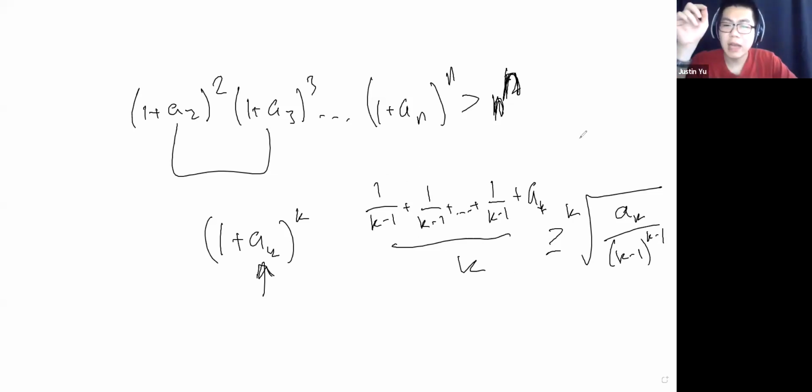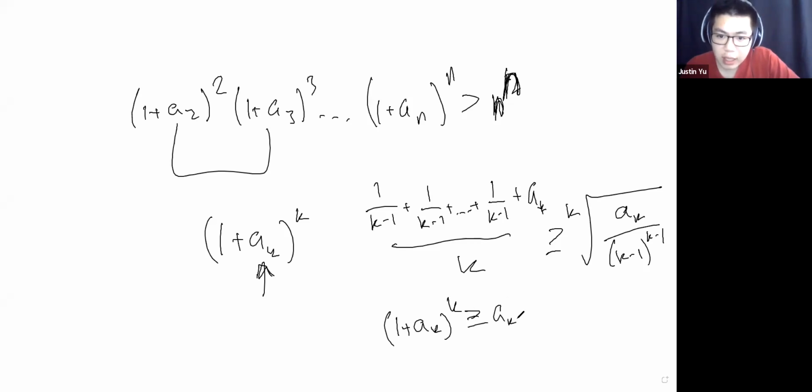Anybody confused about how I got this or the fact that this works? Okay, I'm going to hope that we're all good. So if we expand this, we get (1 + a_k)^k is greater than or equal to a_k times k^k over (k-1)^(k-1). Yes, it is a direct application of AM-GM. So now let me ask you, what is the equality case for this?